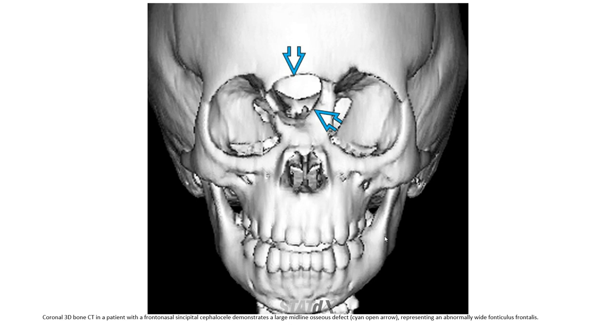And this is a coronal bone CT in a patient with frontonasal sincipital encephalocele, demonstrating a large midline bone defect, representing an anomaly of the fonticulus frontalis.